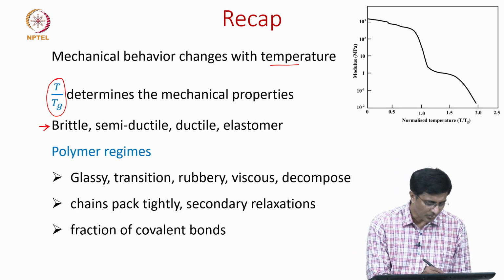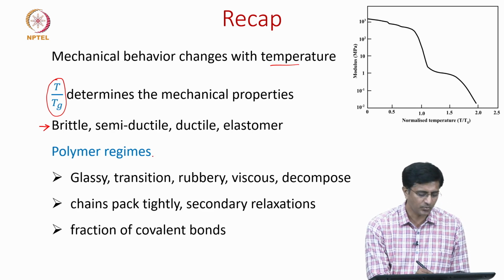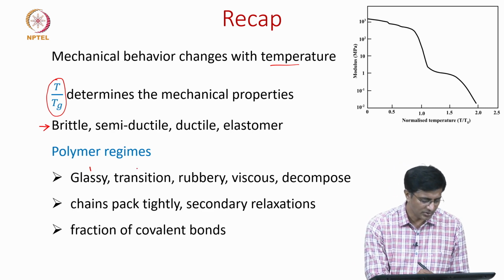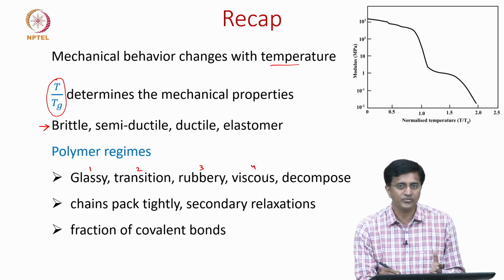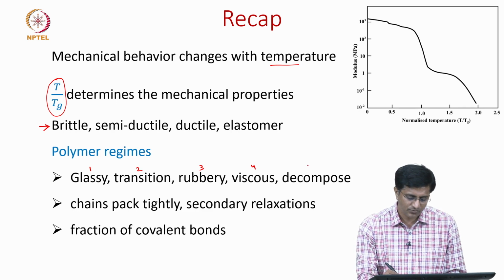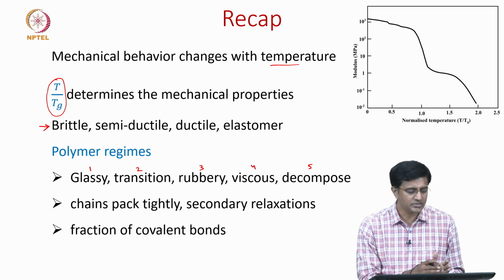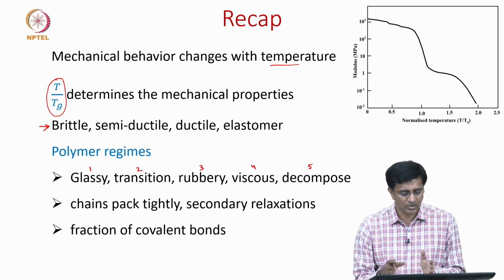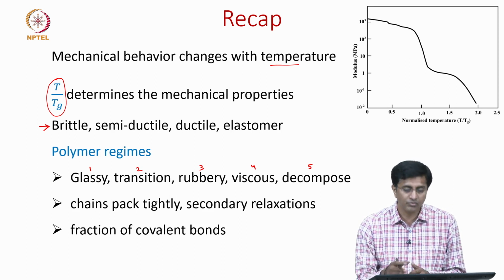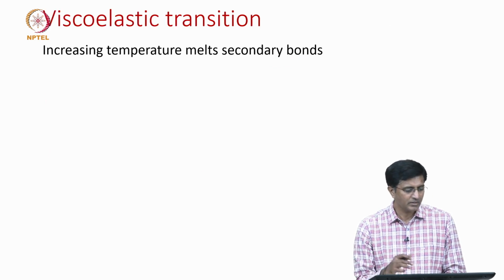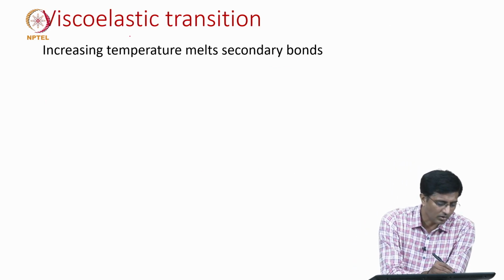So, we were discussing the different regimes an amorphous polymer shows, saying that at low temperatures it shows the glassy regime and then the transition regime, rubbery, viscous, and, not for amorphous but for crystalline polymers, we see decomposition at very high temperatures. So, previously we have only seen the glassy region, but let us now look into the remaining 4 regimes. So, we will start with viscoelastic transition, it is also called glass transition.